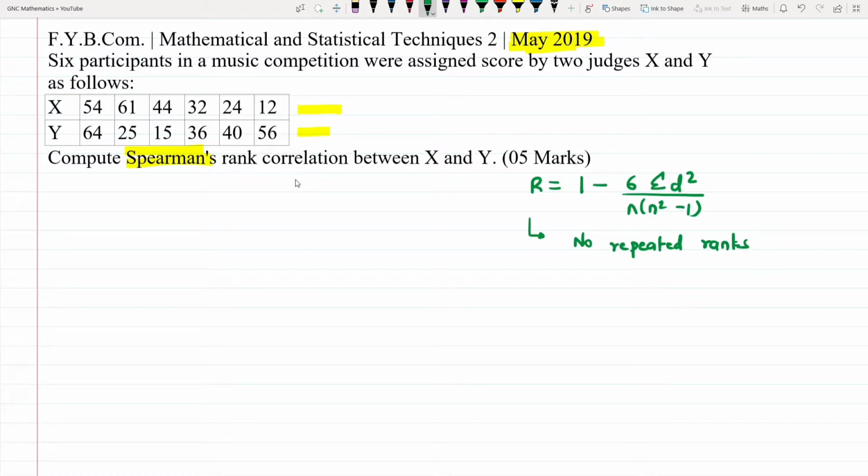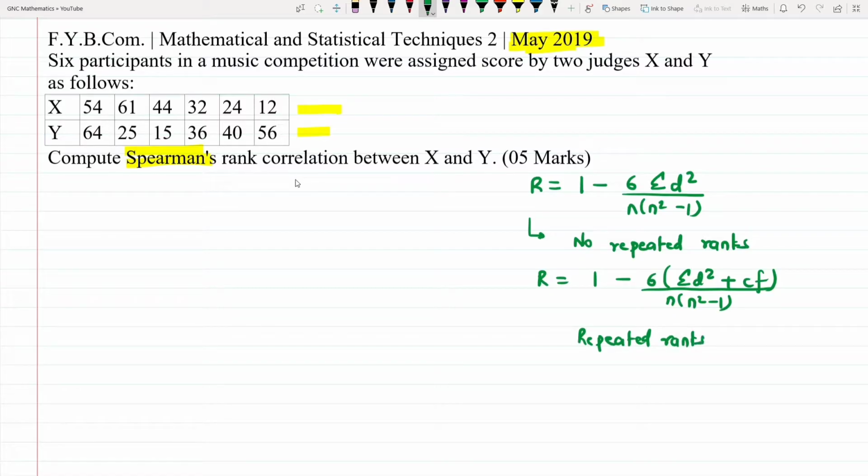If the data given to us has repeated ranks, then we are going to use the corrected formula, which is 1 minus 6 times sum d square plus CF divided by n times n squared minus 1. We use this formula when we are having data with repeated ranks.